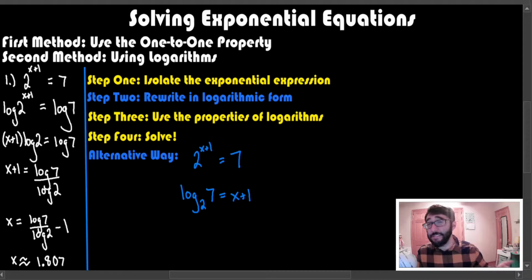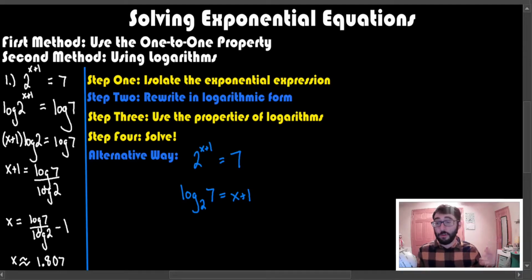If I have the exponential equation 2 to the x plus 1 power is equal to 7, that is the same as log base 2 of 7 is equal to x plus 1. Remember, we focus on being able to rewrite from logarithmic to exponential form and vice versa so much. And it's because it comes in very, very handy here. And I actually prefer doing it this way, so you're probably going to be seeing me do it this way.